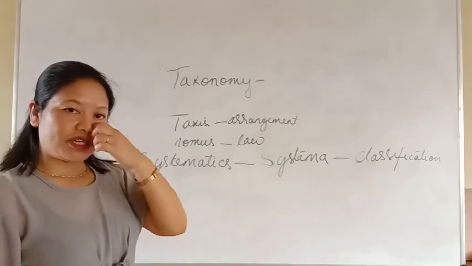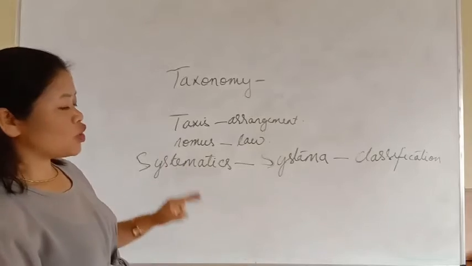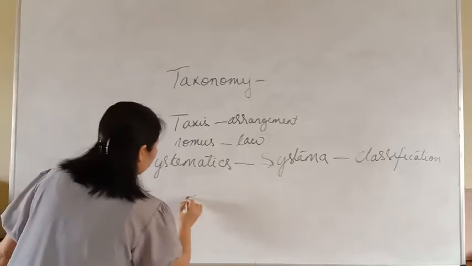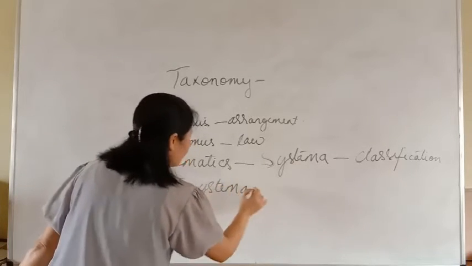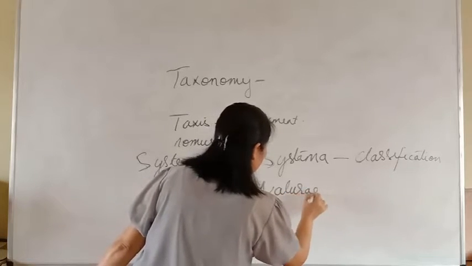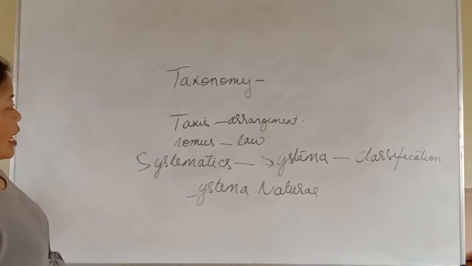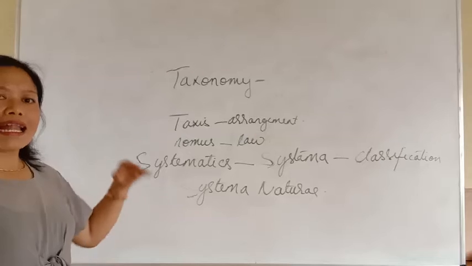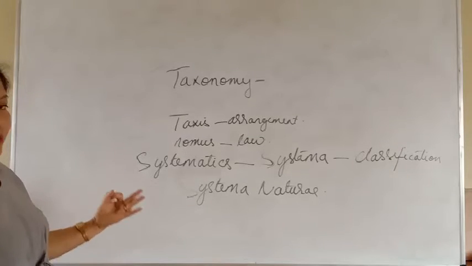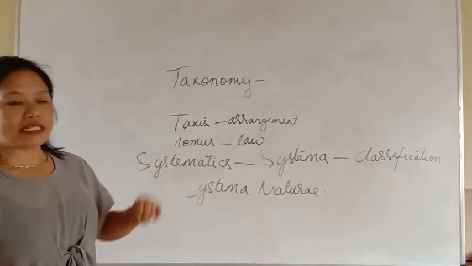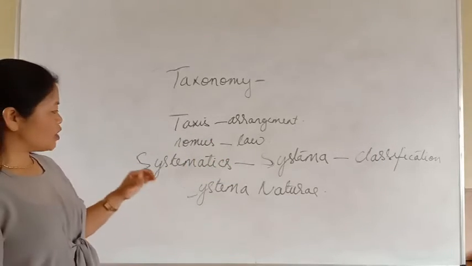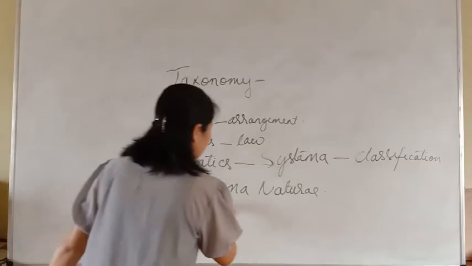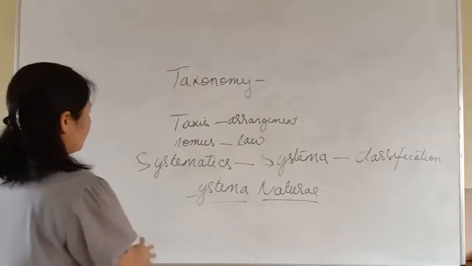Remember that this word was used by Carolus Linnaeus in naming his book Systema Naturae. So systematics is the scientific study of the diversity of living organisms and their relationships. It has been derived from the Latinized Greek word systema, which means classification, and this word was used by Carolus Linnaeus in naming his book Systema Naturae.